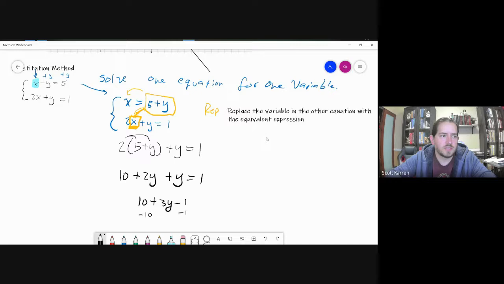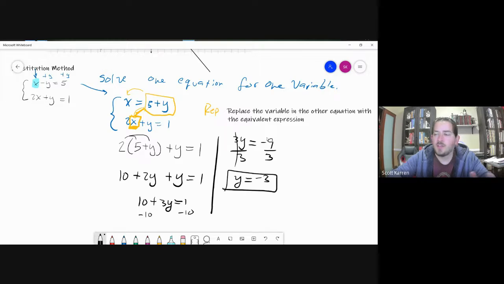Subtract 10 from both sides. This becomes 3y equals -9. And divide each side by 3. That gives me y equals -3. Right? And I'm halfway there. That's one of the values. I need to solve for both. So don't stop here and call it good, right? This is one of my values.